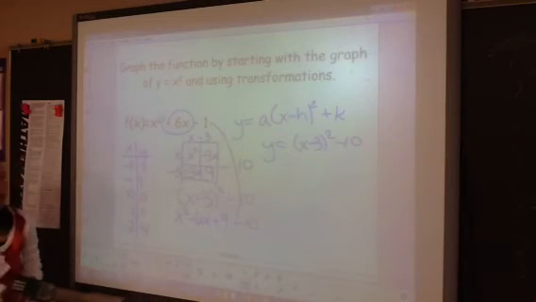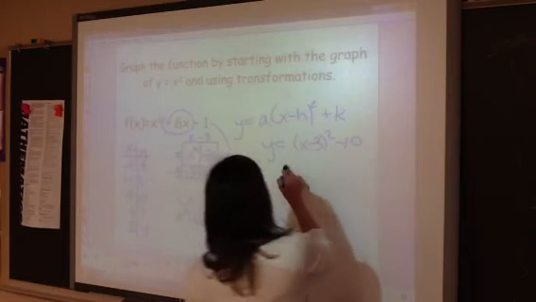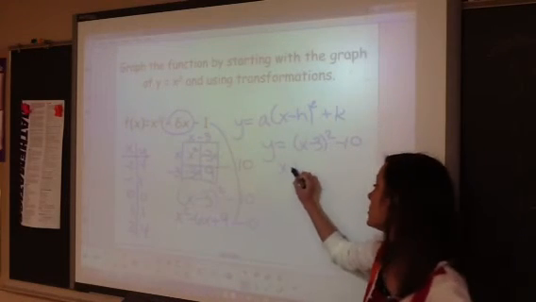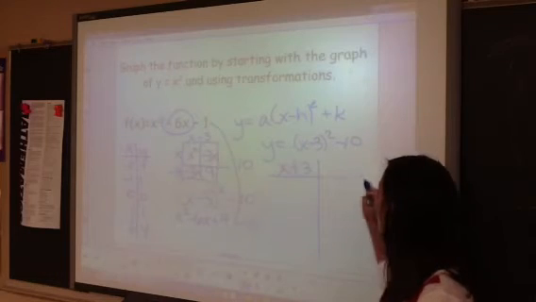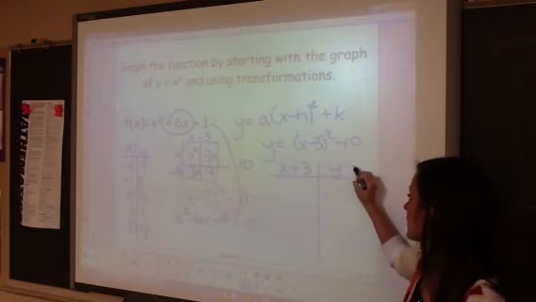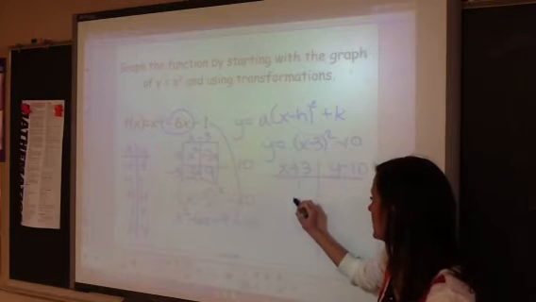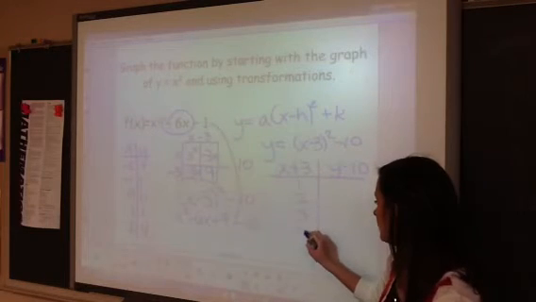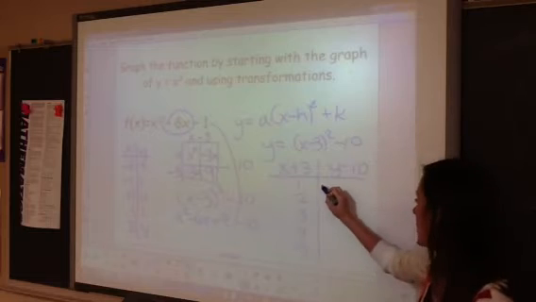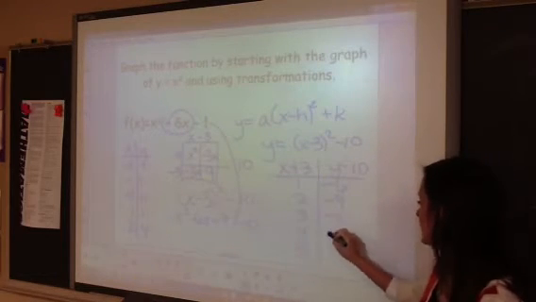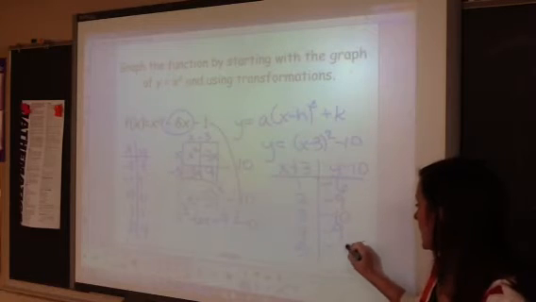So now for transformations, what does the x minus 3 do inside the parentheses? You should say you add 3 to x, and then minus 10 on the outside, you subtract 10 from y. So our x's become 1, 2, 3, 4, 5. Our y's become negative 6, negative 9, negative 10, negative 9, and negative 6.